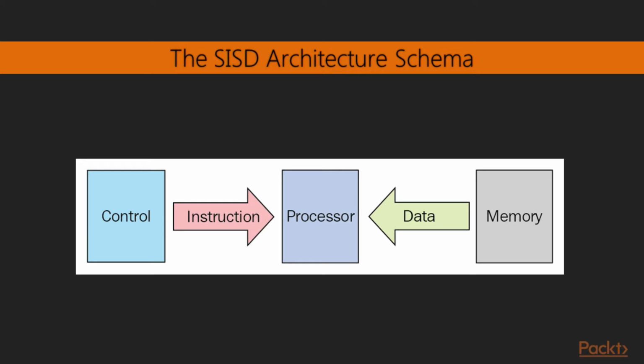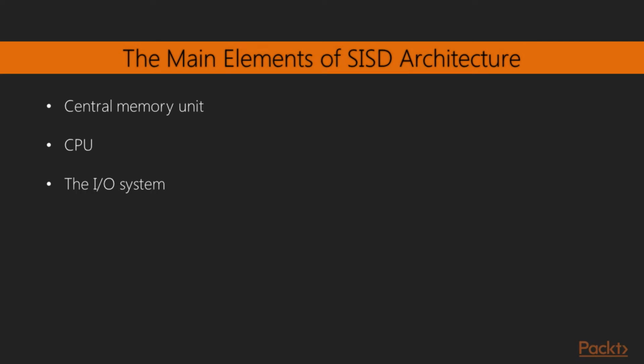Examples of SISD computers are hardware systems with a single CPU. The main elements of these architectures, also known as von Neumann architectures, are as shown. 1. Central memory unit. This is used to store both instructions and program data. 2. CPU. This is used to get the instruction and/or data from the memory unit, which decodes the instructions and sequentially implements them. 3. The I/O system. This refers to the input data and output data of the program.